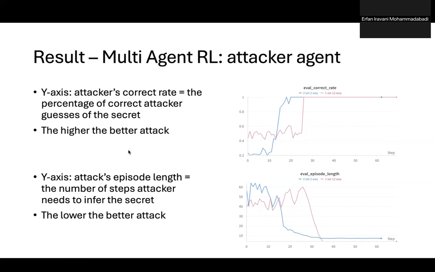The second plot shows the length of each attack sequence, and based on our rewarding mechanism, we have encouraged the attacker to find the secrets in as few steps as possible. So we expect this number to go down over training. On the plot, we can see that the attacker trained on the one-set 12-way cache is able to attack in only 4 steps.